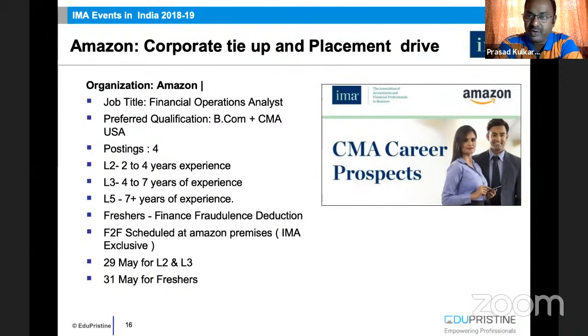You need to have some additional professional qualification. A BCom can grow up to here, but if you have to grow from there to above, I need to have a professional qualification. A BCom may not be sufficient. So this is for freshers actually, and for CMAs.